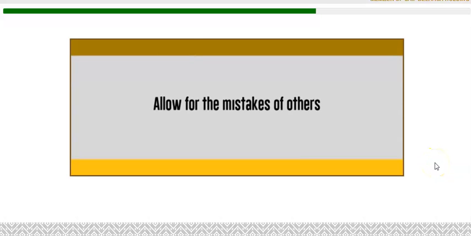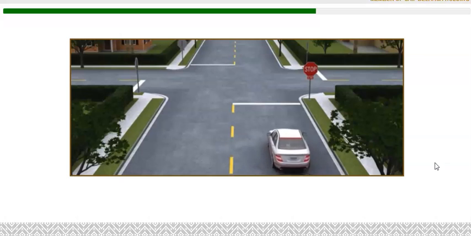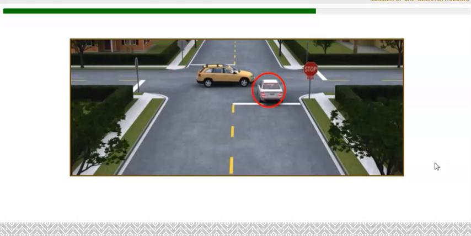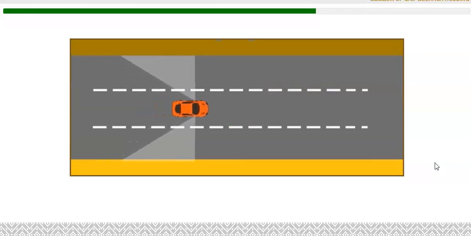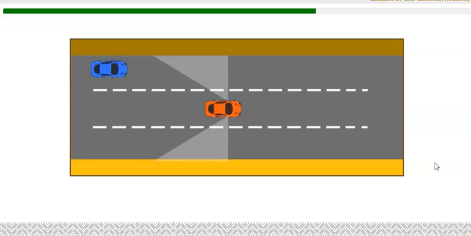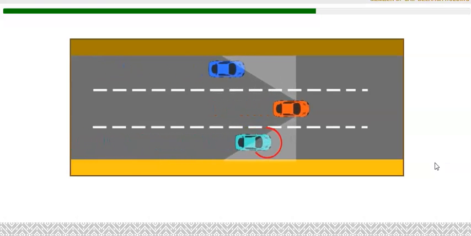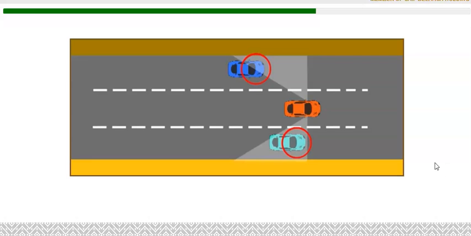And always expect the unexpected, which means you need to consider that other people can make a mistake. So even if you have priority at a cross junction, you need to always look around and expect the unexpected. Always check for the blind spots when you're driving on a highway.